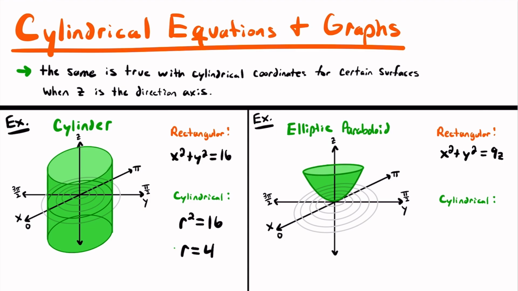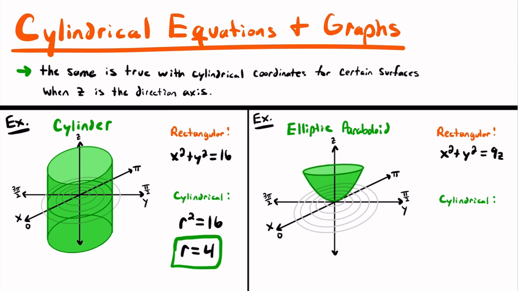R equals 4 is the cylindrical equation for this cylinder. Now, if we move on to one of our quadric surfaces, here we have an elliptic paraboloid. This particular elliptic paraboloid is represented by this rectangular equation, x squared plus y squared equals 9 times z. We could rewrite this to be a cylindrical equation by using our conversion formulas.